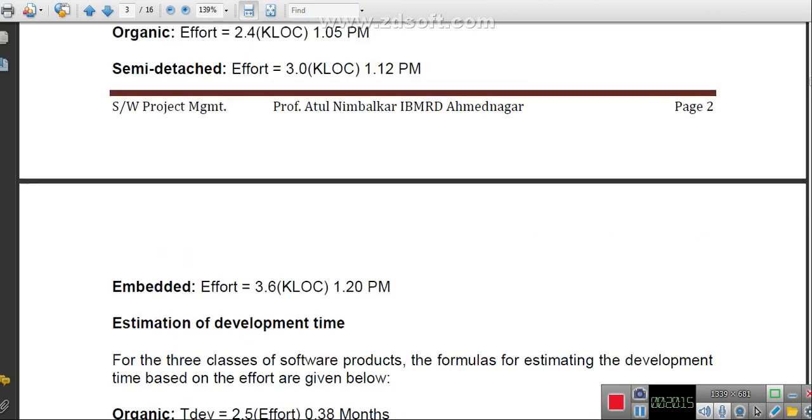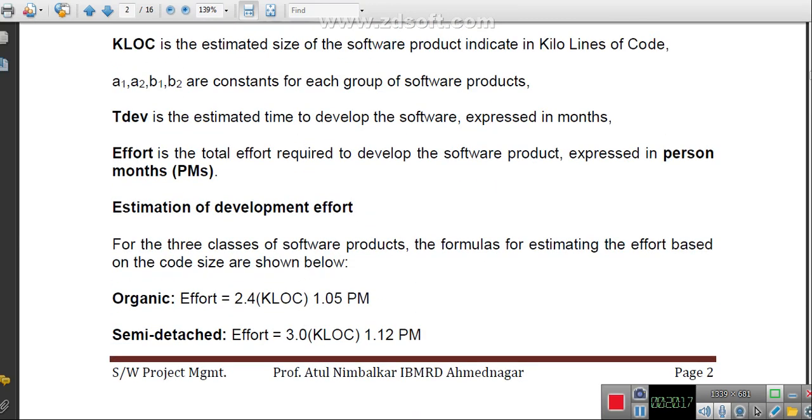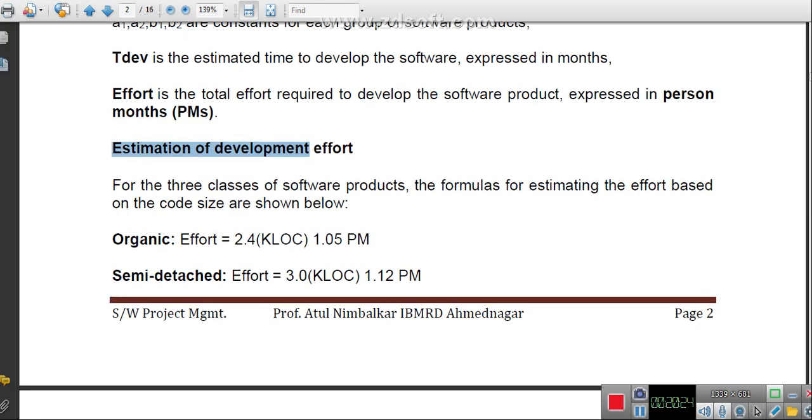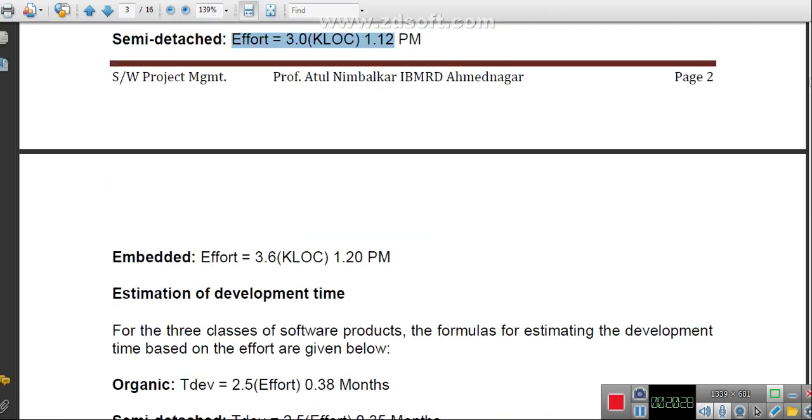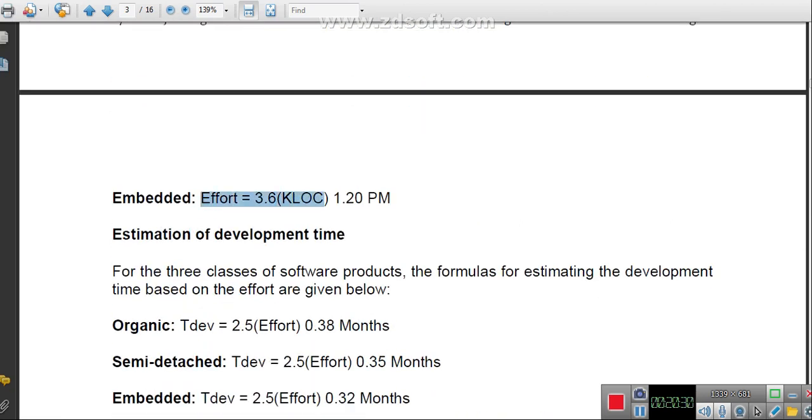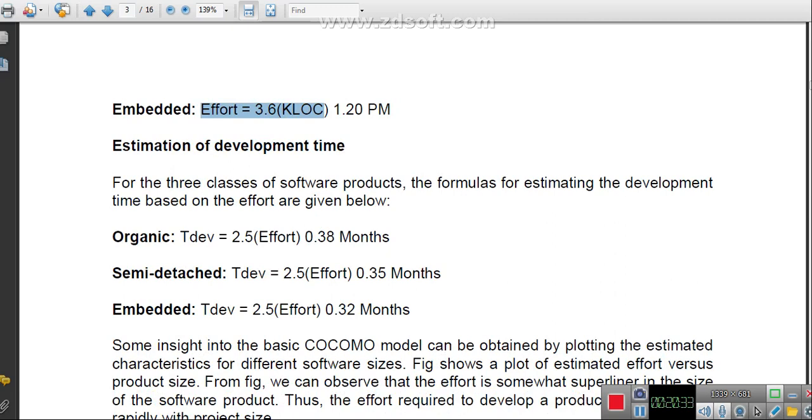अभी ये हो गया, ये किसके लिए हो गया? एफर्ट्स का हो गया. टाइम: एस्टिमेशन ऑफ डेवलपमेंट एफर्ट्स, कितना एफर्ट्स लग सकता है. ऑर्गेनिक के लिए ये फार्मूला है, सेमी डिटैच के लिए ये फार्मूला है, एम्बेडेड के लिए ये फार्मूला है. अभी एस्टिमेशन ऑफ डेवलपमेंट टाइम, ये क्या होगा? एफर्ट्स का फार्मूला होगा. अभी टाइम के लिए भी ऑर्गेनिक के लिए ये फार्मूला है, कितना टाइम लगेगा.